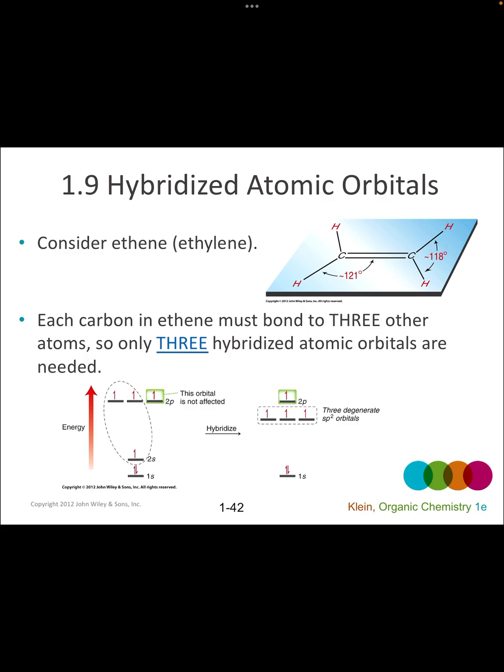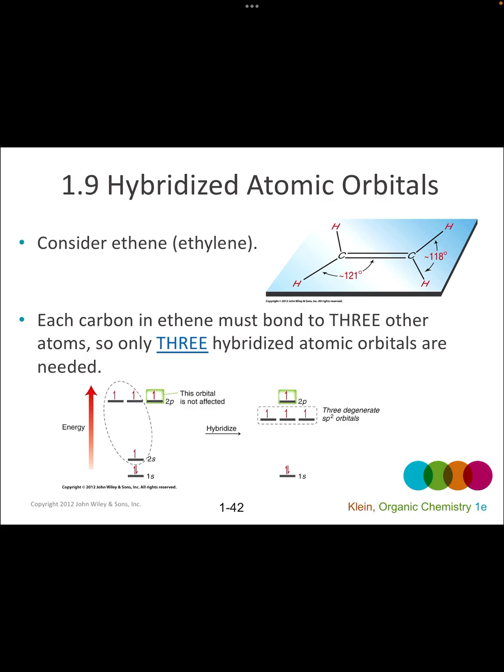You could have a situation where carbon might only form three hybridized orbitals. In the case of ethylene, or ethene, that's the gas that is detected by fruits like banana to ripen. It's actually a plant pheromone, considered a plant pheromone compound. But anyway, it has that structure as shown on the slide there.